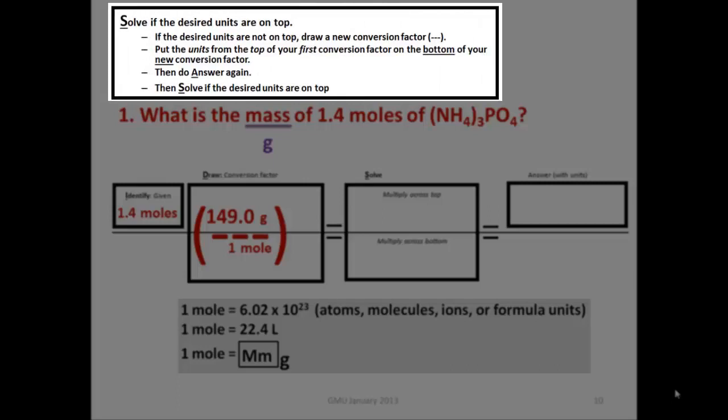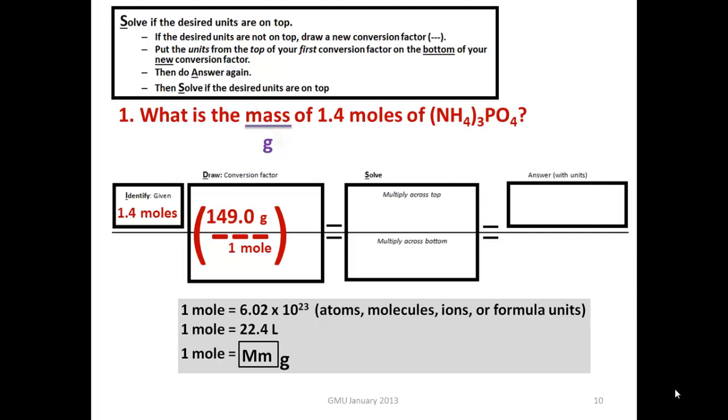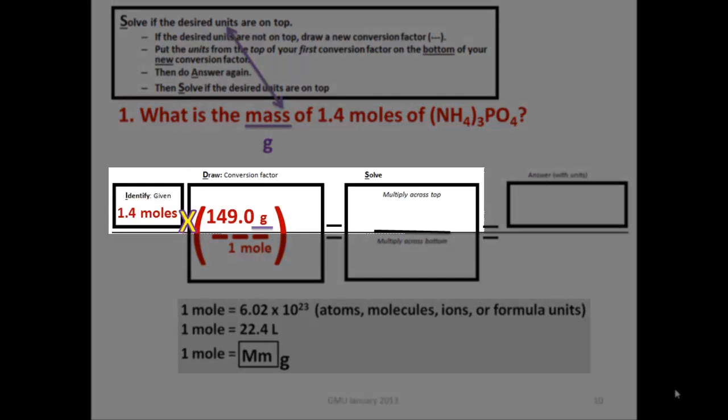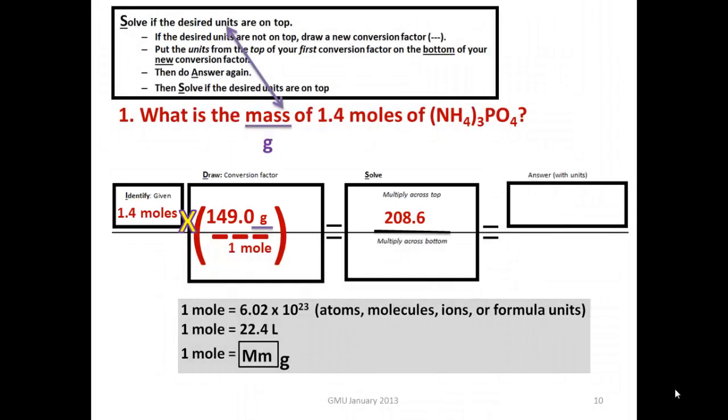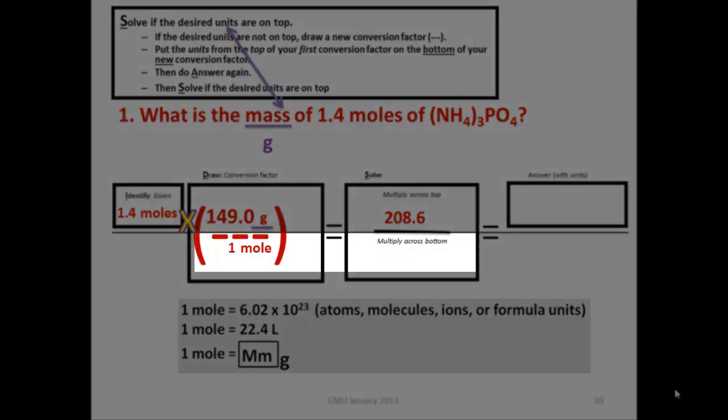Okay, now we're at S, solve, if the desired units are on top. Well, what were our desired units again? They're asking for grams. So we look at our conversion factor. What do we have on top? We have grams, so we're ready to solve. We write down our fraction bar, and now we'll multiply the numbers across the top. 1.4 times 149.0 gives us 208.6. On the bottom, the only number we have is 1, so we'll put the 1 right here.